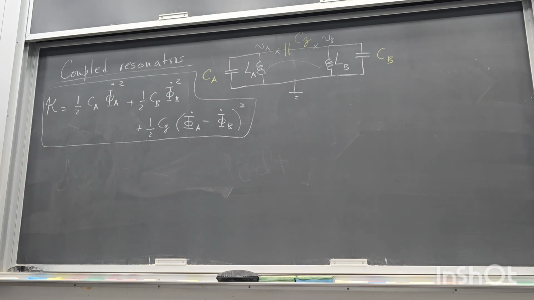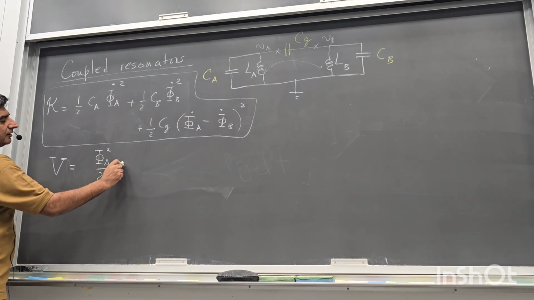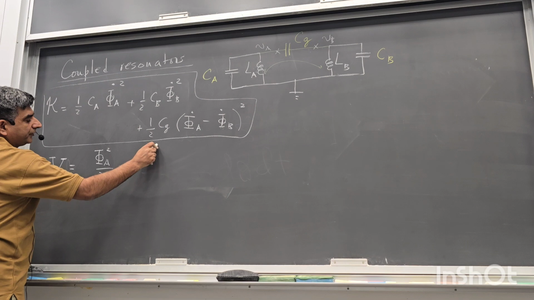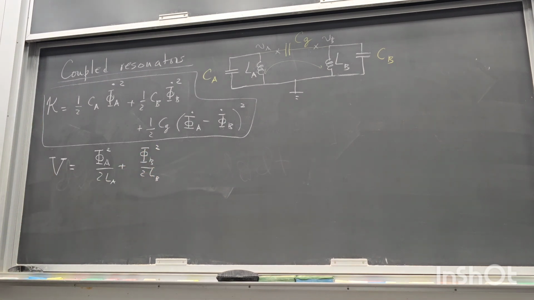Exactly in an analogous fashion to the manner in which I've written the kinetic energy over there. Now, if I were to determine the potential energy, you notice it is simply given by the flux through an inductor squared. So I have two inductors, so I write down phi A squared over 2LA plus phi B squared over 2LB. And now I can write the Lagrangian for the system.